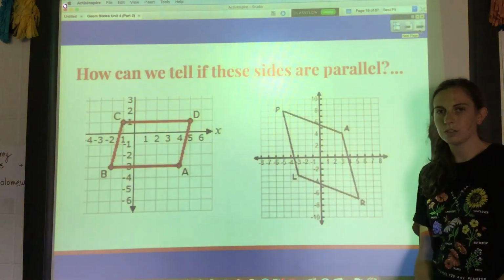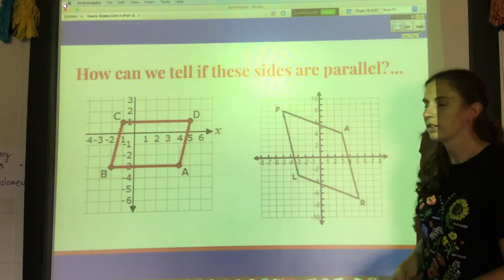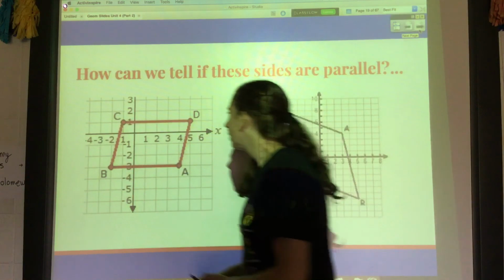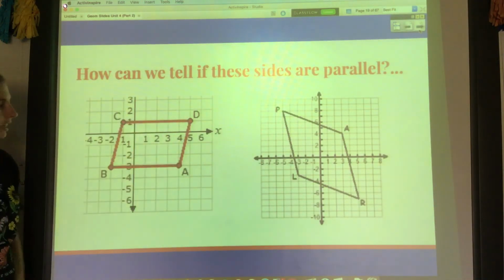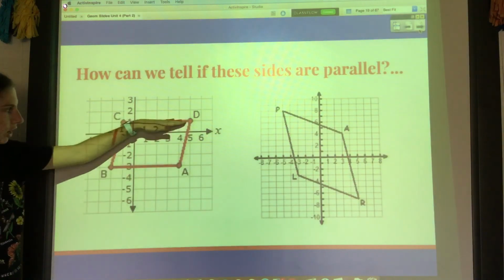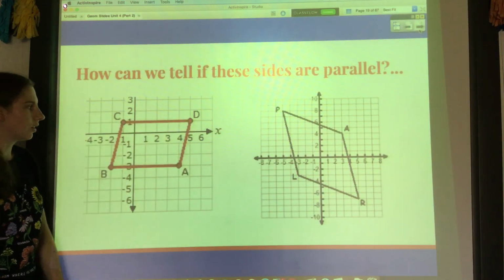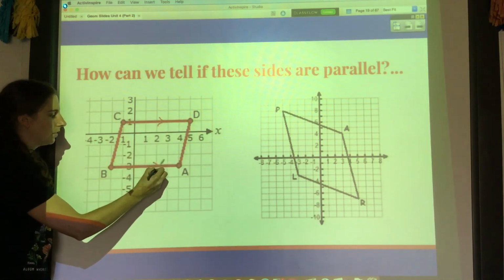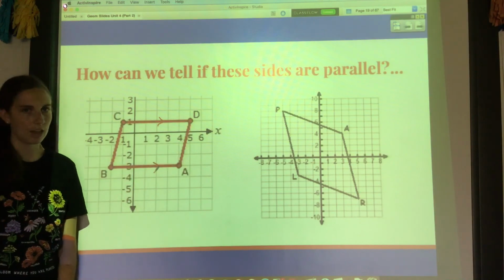So first of all, we've talked about how to tell if lengths are the same, but what about the whole parallel side thing? So how can we tell that these two sides are parallel? This one's pretty easy. They're both kind of right on that grid line. They both have a slope of 0, and so these two are very clearly parallel. But what about these two sides? How can I tell they're parallel?